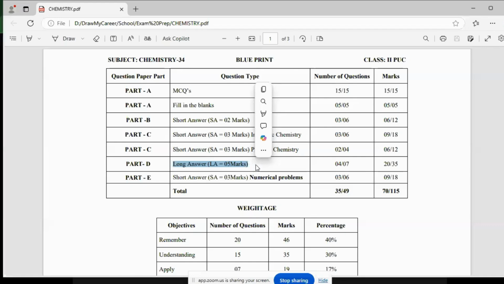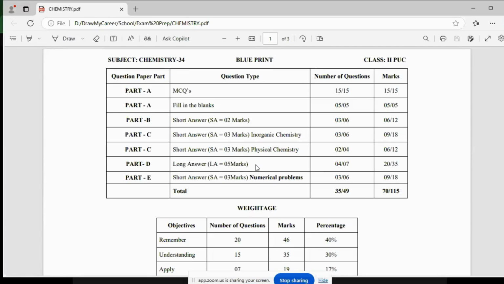I'll tell you in each chapter how many questions will come for 5 marks. Coming to the haloalkanes chapter, there will be 1 5-mark question. Then 2 5-mark questions from the alcohols, phenols, and ethers chapter. From aldehydes, ketones, and carboxylic acids, also 2 questions will come. Amines and biomolecules, 1 each. So haloalkanes, amines, biomolecules, 1 question each. So it is 3 questions.